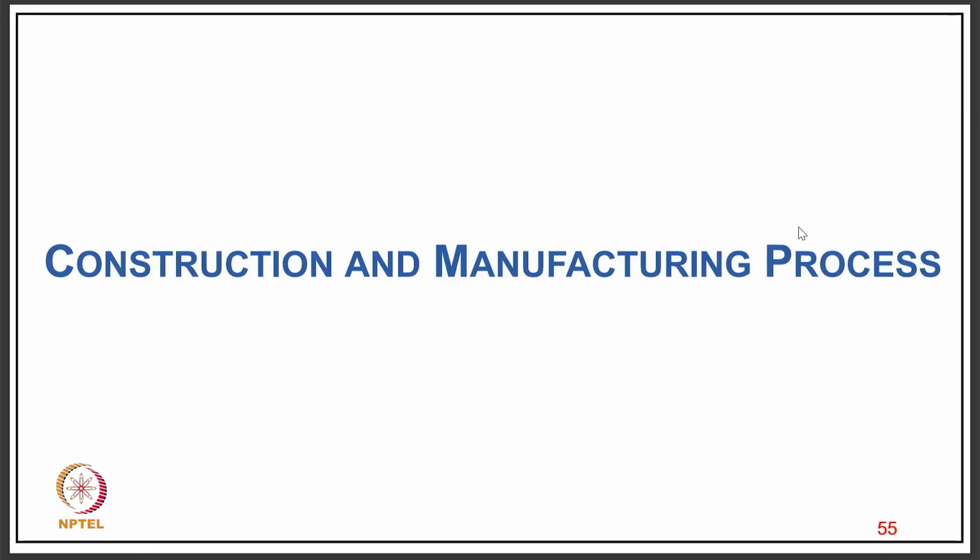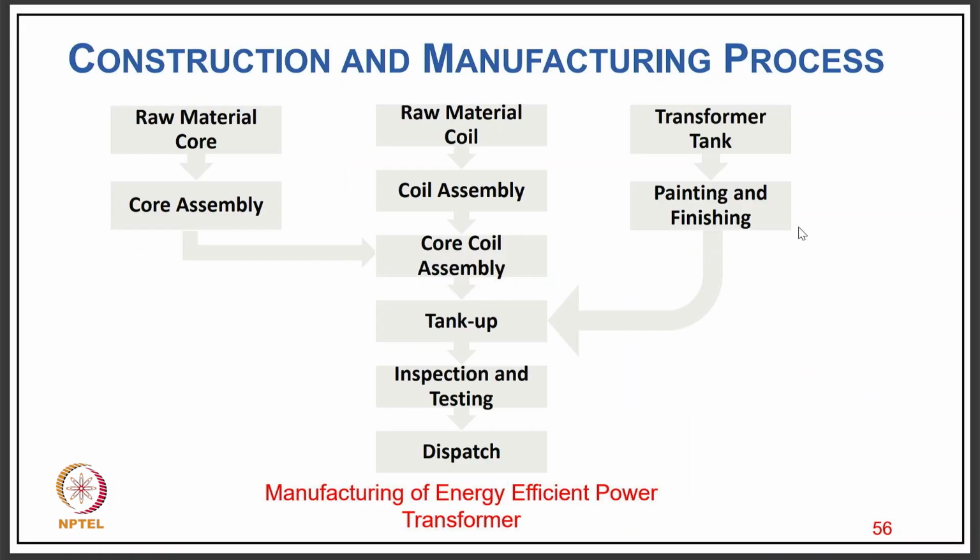Now coming to the construction and manufacturing process of the transformer. Of course, as we know, as a construction, we have raw material for the core, then we assemble the core. Then from the coil raw material we have a coil assembly, then we put together a core and coil assembly. On the other side we have a transformer tank, and we have painting and finishing, and then we put the core and coil assembly into the tank. Then we have inspection and testing, and then dispatch, for manufacture of an energy efficient power transformer.